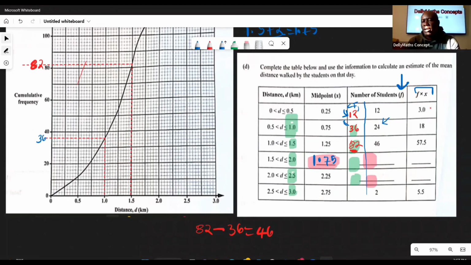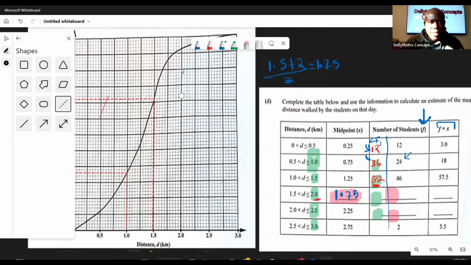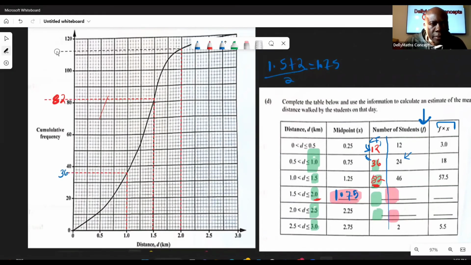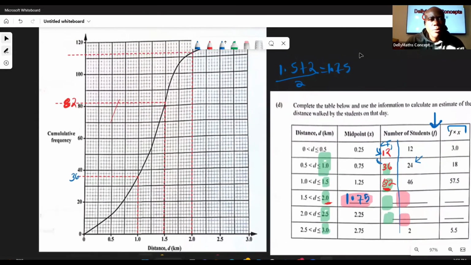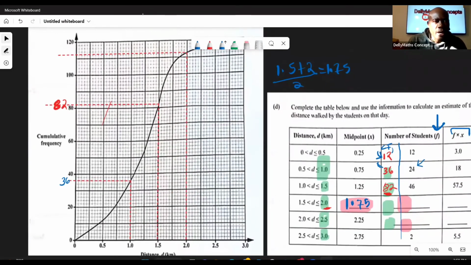Now that we know that, 82 will be used along with the cumulative frequency I get from 2 to give me that missing spot. So I go where 2 is, bring this up right here, and go across with that. With that, I'm getting 112.